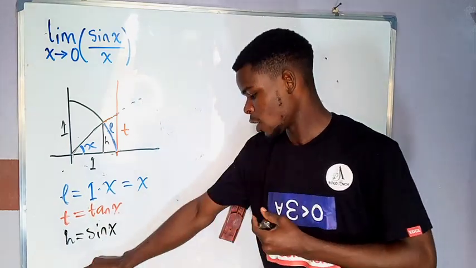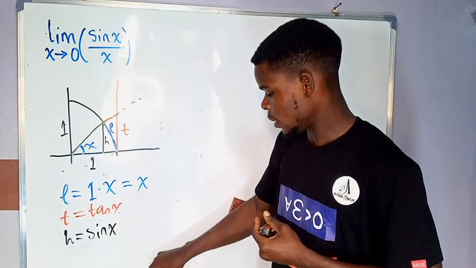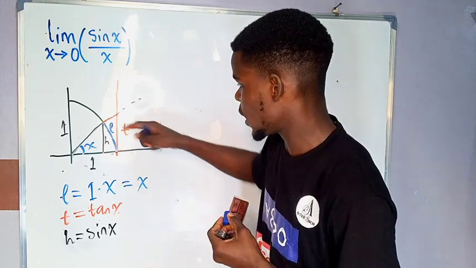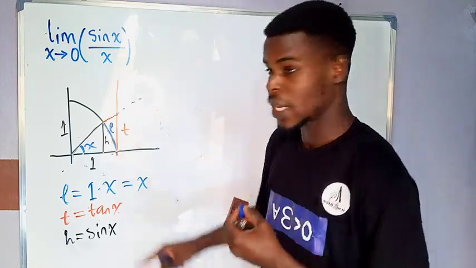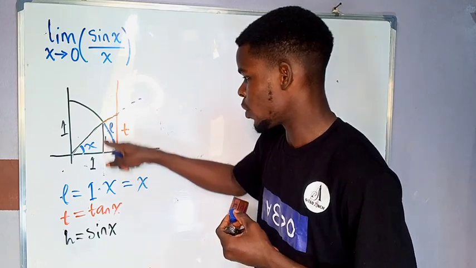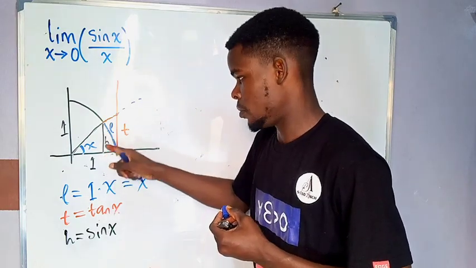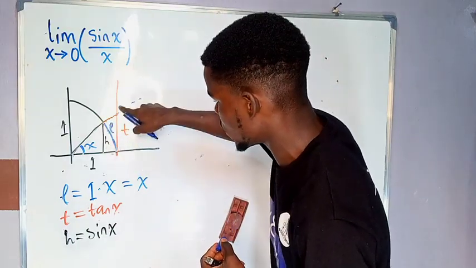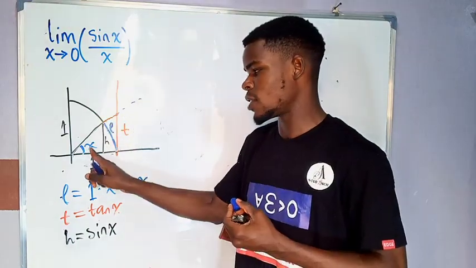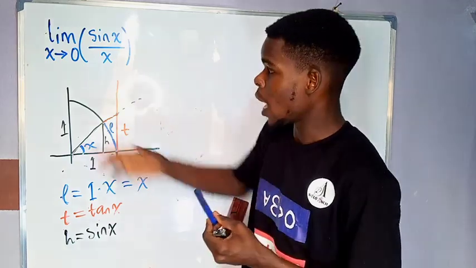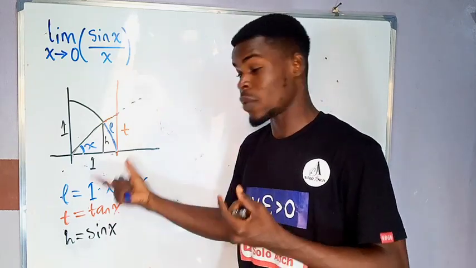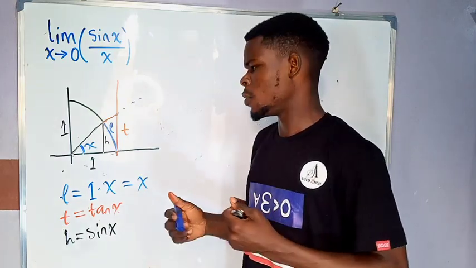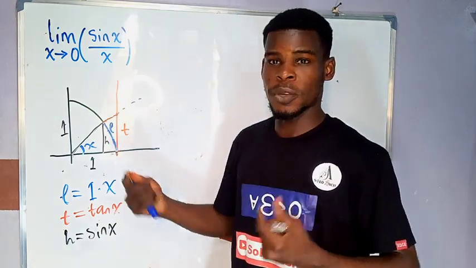Now you notice that just by looking at it, it is clear that the t line, that is the tangent line from here to here, is longer than the length of the arc formed, and the length of the arc formed is longer than the h. So in other words, we can say h is less than the length of the arc, which is less than t. But since this x is not just a constant, it is a variable approaching 0 from the right, it means that these can somehow be equal at some point.